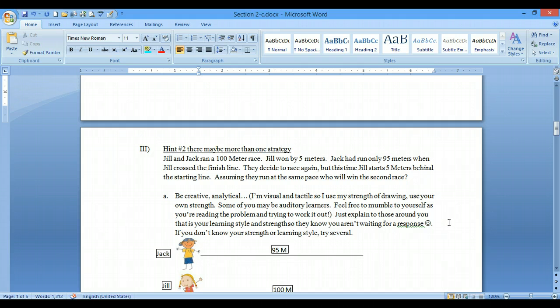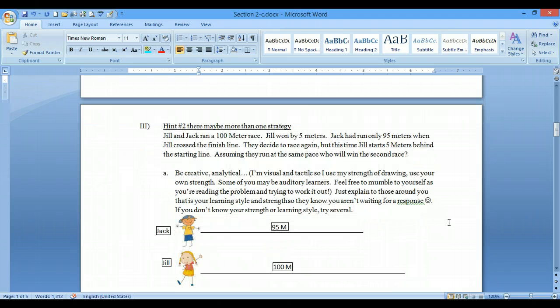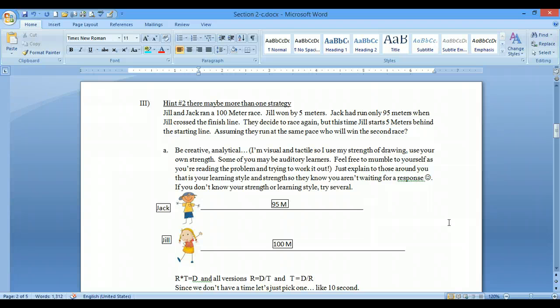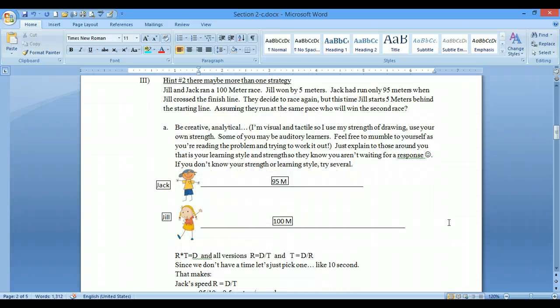Also, you auditory learners, feel free to read this out loud to yourself several times. Just maybe explain to others that you're reading a problem. Okay, here's Jack and Jill. I am visual, so I created a visual for me. Jack is going to be running, and Jill runs the full 100 meters, and Jack only got to 95 when Jill crossed the finish line.